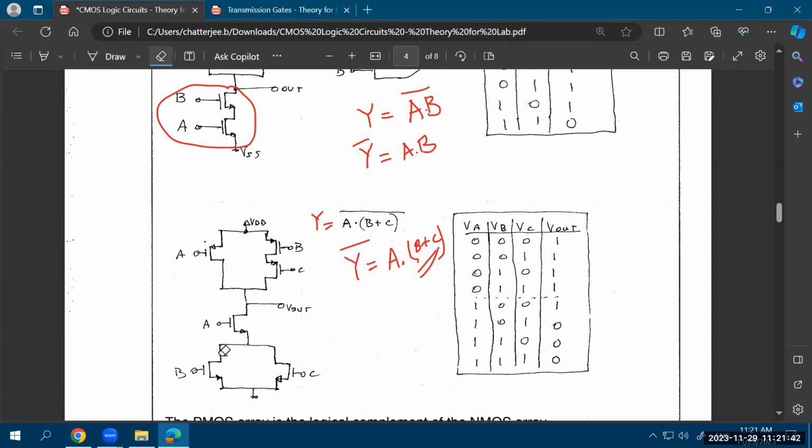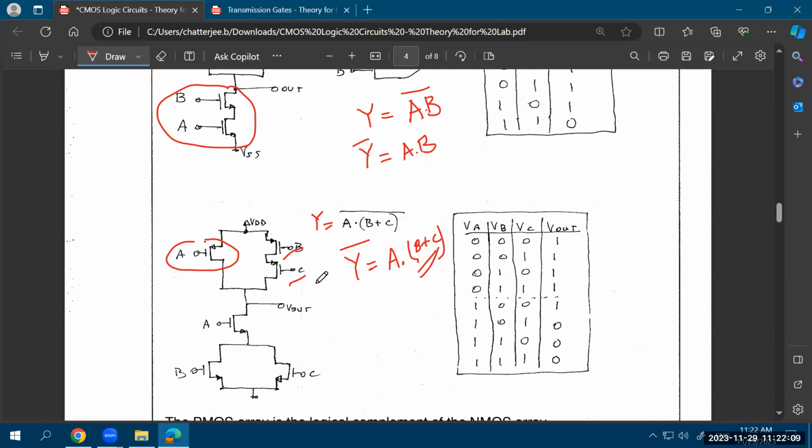So if your B and C, these two transistors were in parallel before, they will go in series. As you see here, B and C are in series. On the other hand, the transistor connected to A, that was in series with the parallel combination of B and C, will now be in parallel with the series combination of B and C for the pull-up network. So it's just a dual.